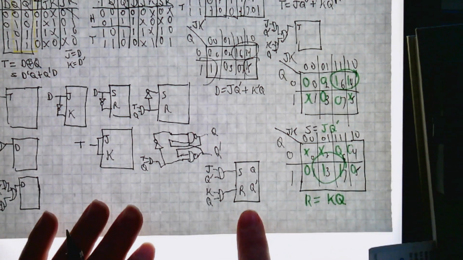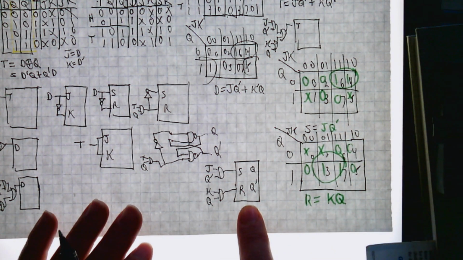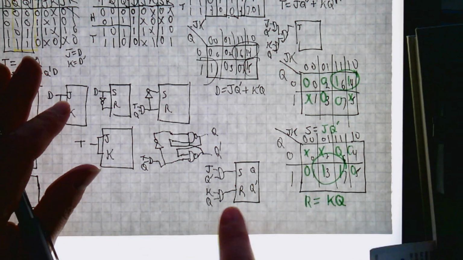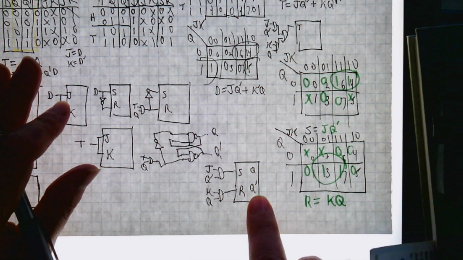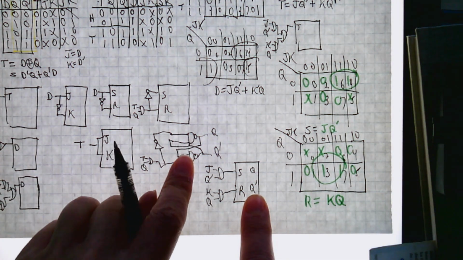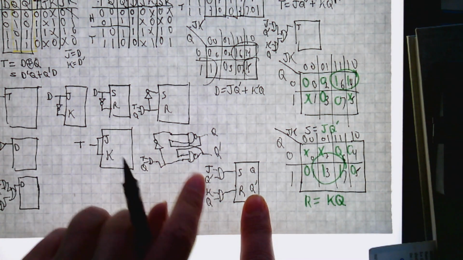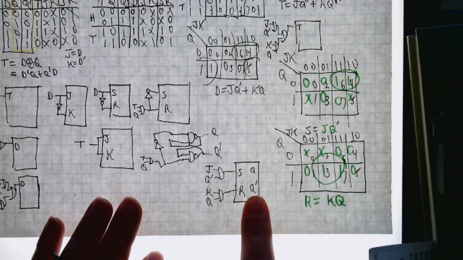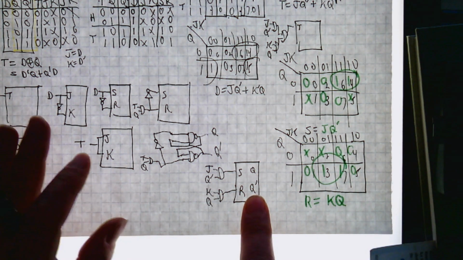And so now we have implemented a JK flip-flop using an SR latch. So if you think about it, if the SR latch is just 2 cross-coupled NAND gates, I made a JK flip-flop using a couple of AND gates. And that's it. Done. And that's cool.